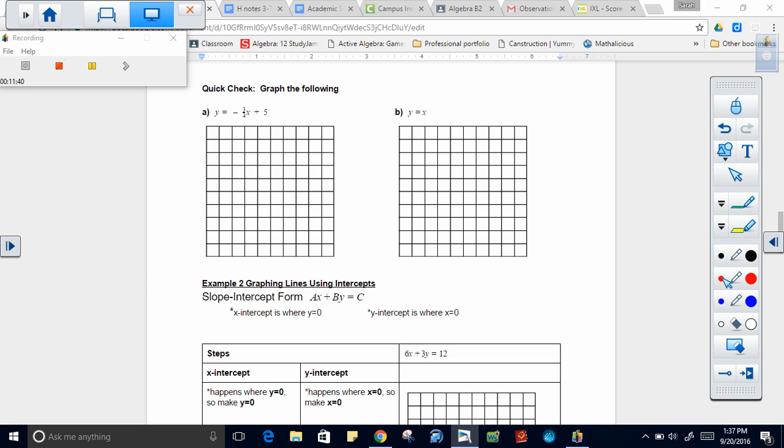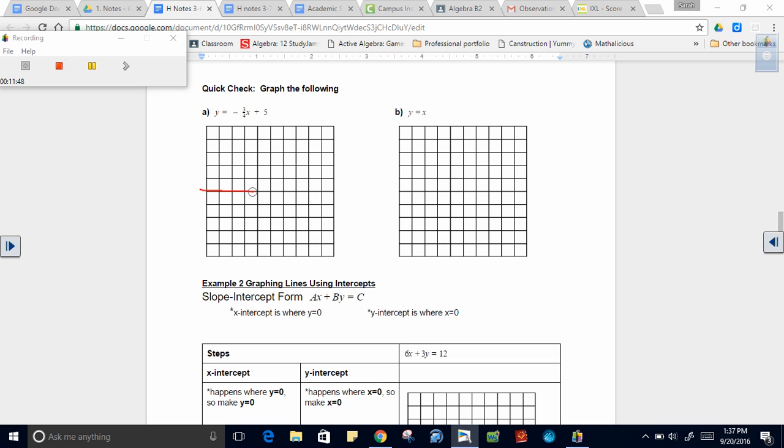Alright, so on these, my y-intercept is a positive 5, so I'll start and I'll have my x and my y-axis. Oh my gosh, that's embarrassing. And then I'll go up 5 for my y-intercept. 1, 2, 3, 4, 5, and I'll make a point. I always start with my y-intercept.